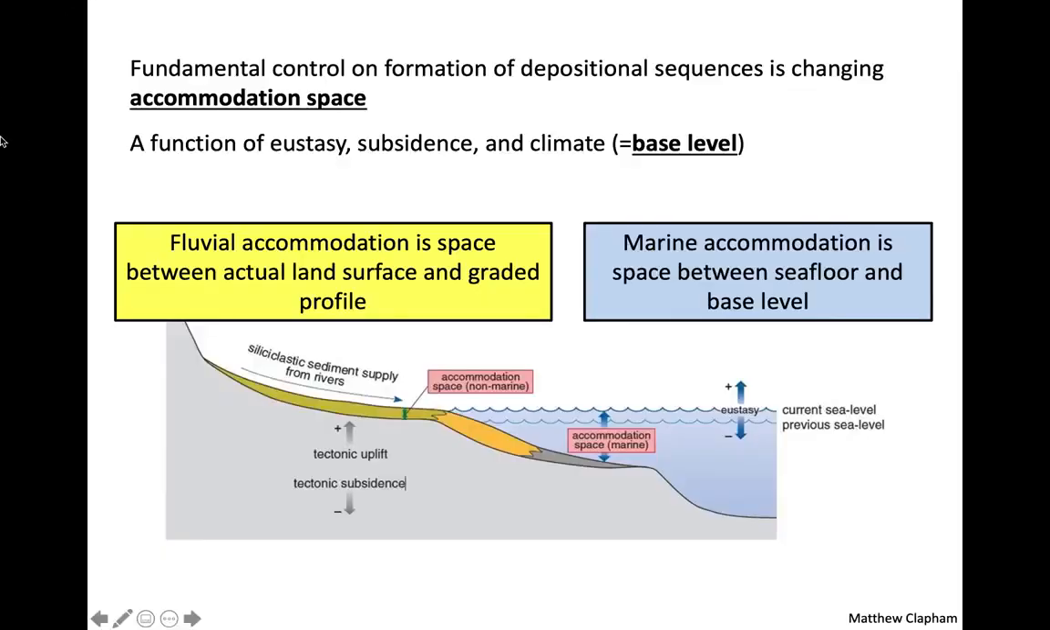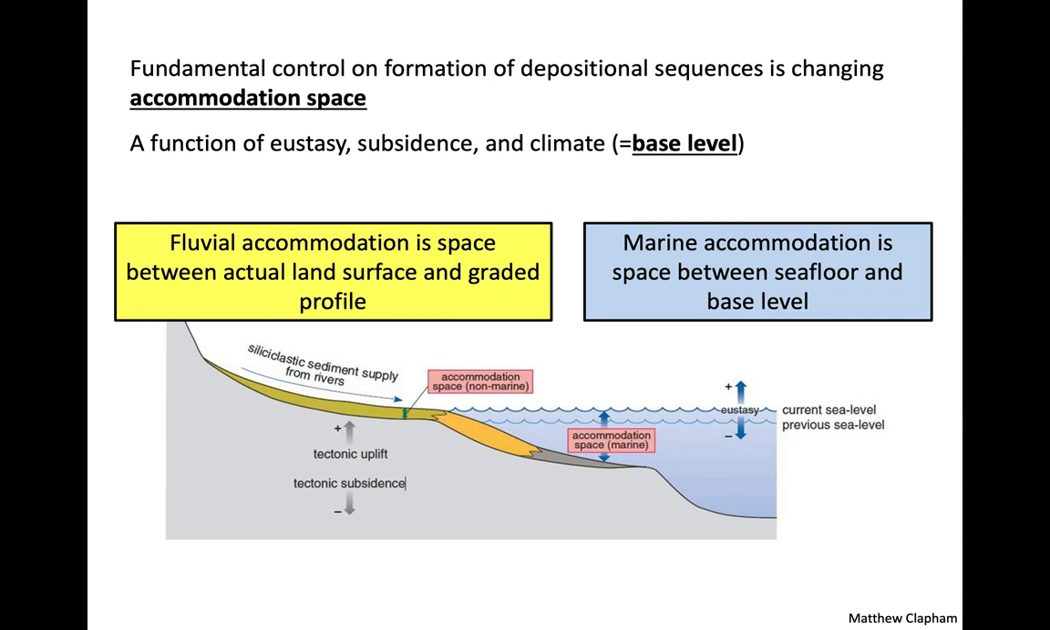So the fundamental control on the depositional sequences, the formation and the preservation of these sequences, is going to be accommodation space. Quite simply, how much room is there? So that's a pretty important control on this particular point. It's going to be a combination of eustasy, subsidence, and climate. All right, and we're going to call this base level, and we'll get back to that in just a second. Climate is going to be the least important of these factors typically.